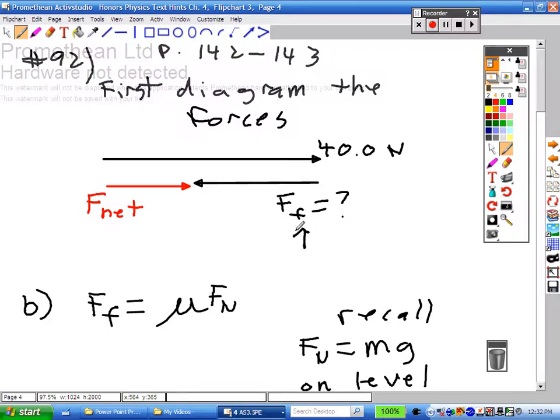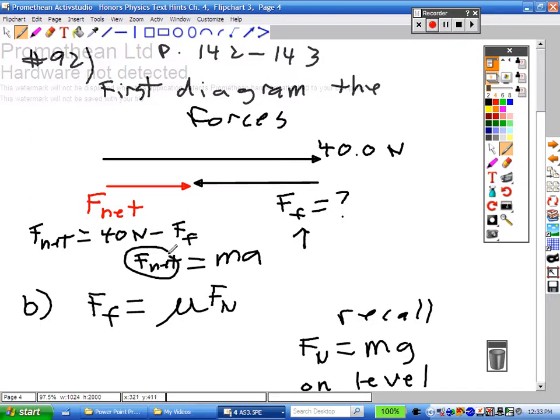In this case, the net force that I wrote in red is the combination of the forward and the backward forces. So by net force equals ma, the net force is going to be the sum of all the forces. That would be the 40 newtons forward minus the unknown friction force. So that's what the net force is. However, we already know that net force equals ma. So since we know that, why not eliminate this and substitute ma for the net force? That should work successfully. So try that.